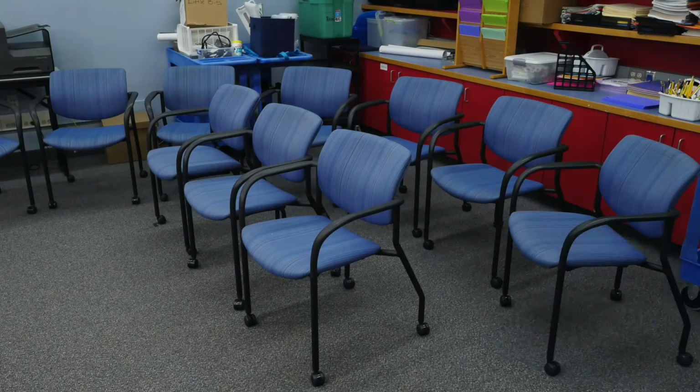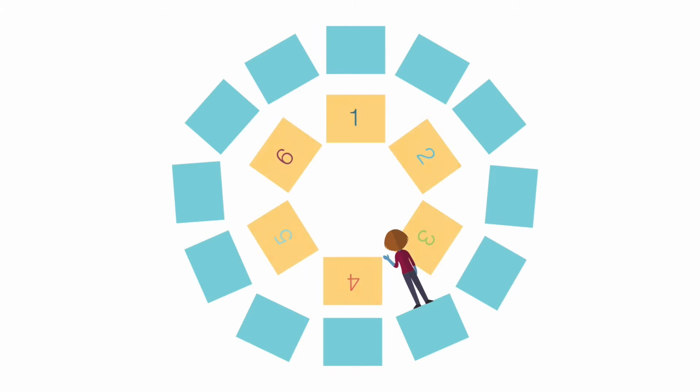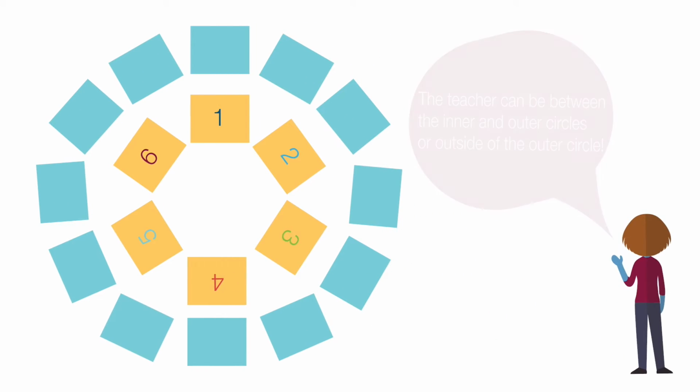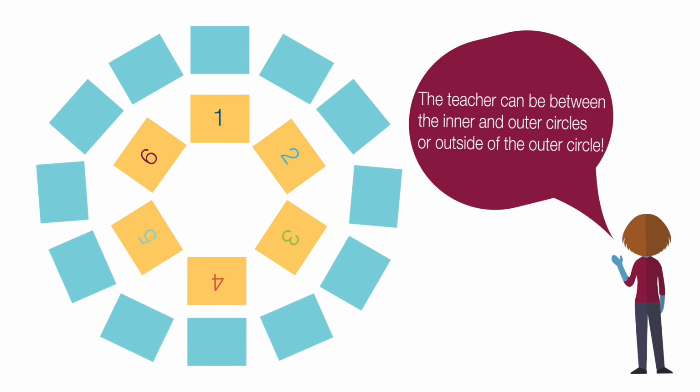Sure. So to set up the fishbowl, you'll need an inner and an outer circle of desks. The inner circle should have one seat for each group. For example, like in the graphic you're looking at now, if you have 6 groups, you'll need 6 chairs. The outer circle will need to have enough seats for the rest of your class.